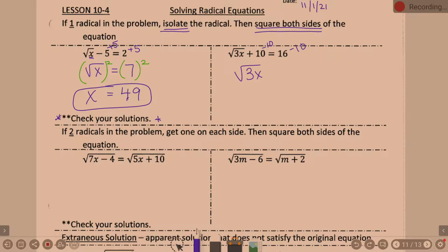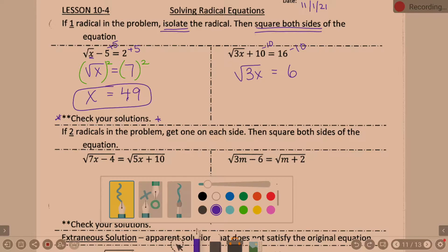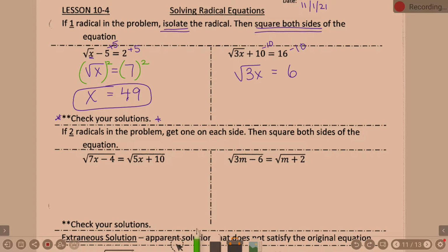Square root of 3x. 10 minus 10 cancels. And 16 minus 10 is 6. Is my square root by itself? Yes. Is the square root and what's underneath it the only thing on that side of the equation? Okay. And it's the square root of 3x. So how do I deal with the square root? How do I get the square root to disappear? Square both sides.